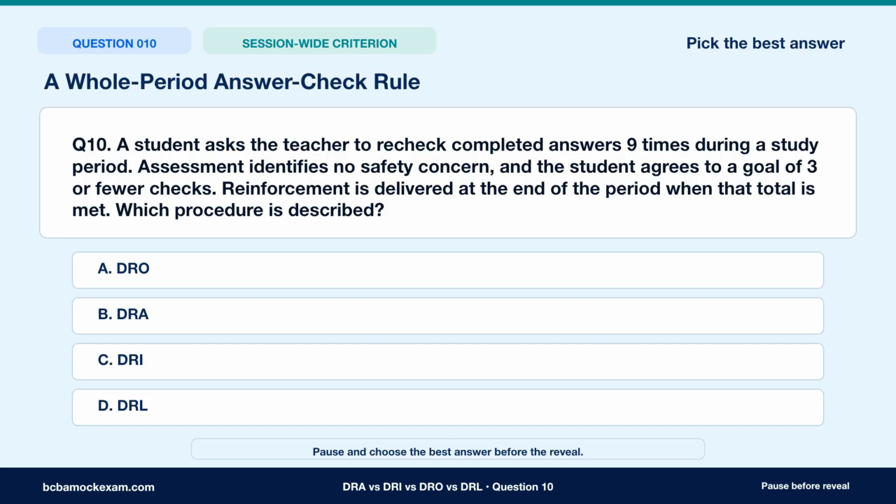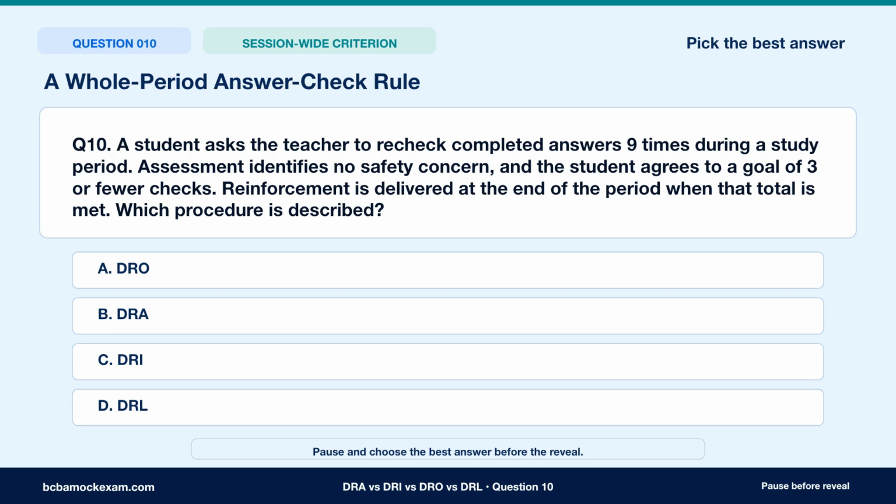A student asks the teacher to recheck completed answers 9 times during a study period. Assessment identifies no safety concern, and the student agrees to a goal of 3 or fewer checks. Reinforcement is delivered at the end of the period when that total is met. Which procedure is described? The choices are A.